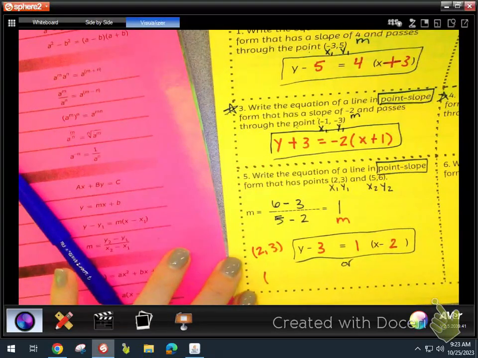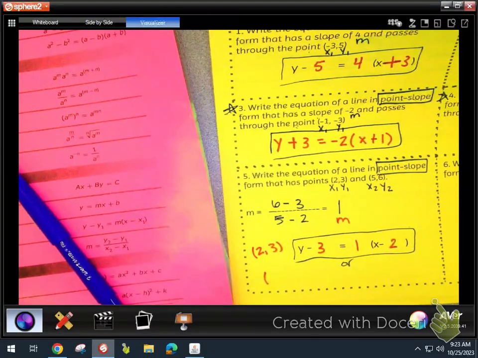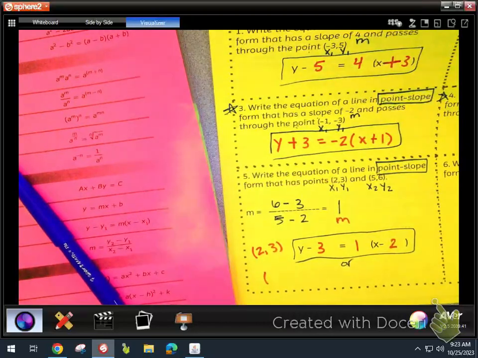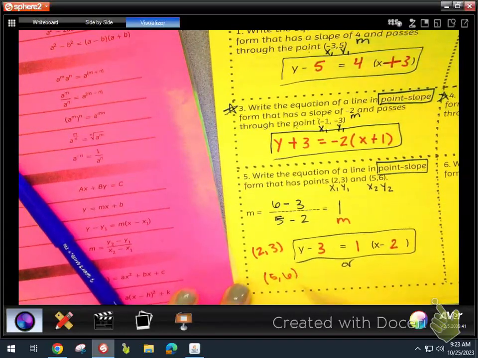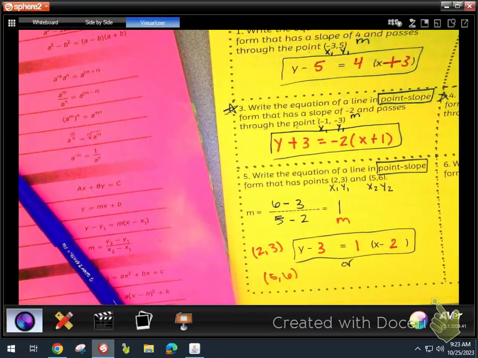Wouldn't I do plus? Where? Y minus 3 plus. I don't need to make that a plus because it's minus a positive 3. I only make it a plus if the point I'm plugging in is a negative. All right, use this one, (5, 6). Write it in using another point. Give me another point slope form. Go, go, go.